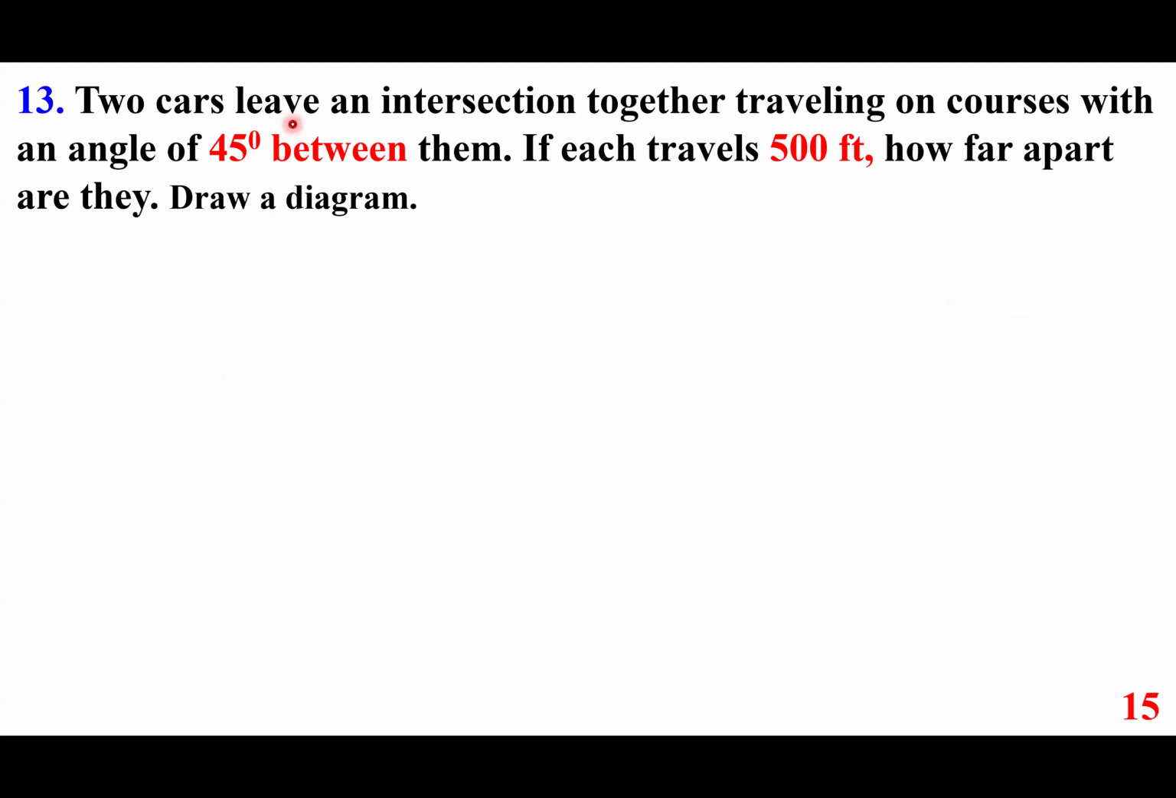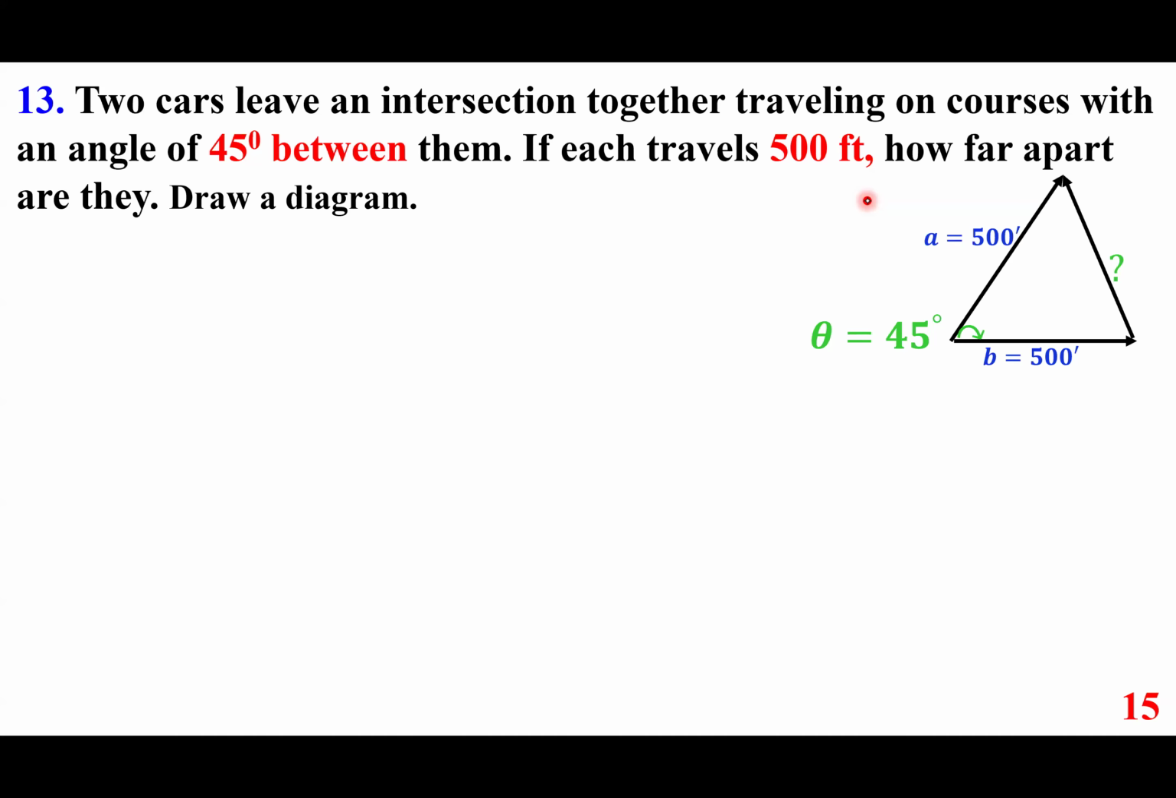Two cars leave an intersection together, traveling on courses with the angle of 45 degrees in between. If each travels 500 feet, how far apart are they? So one goes this way, one goes that way, making a 45-degree angle. Each one is 500 feet. We are interested in this distance, which is missing in action.